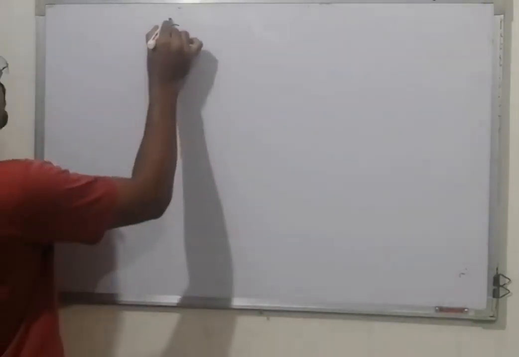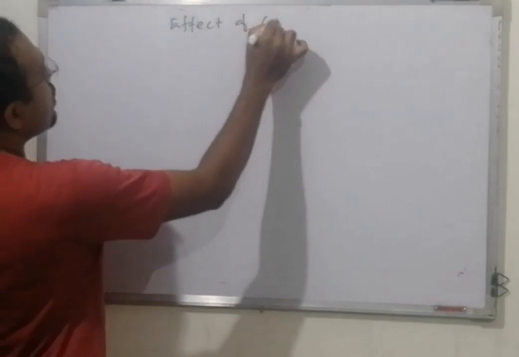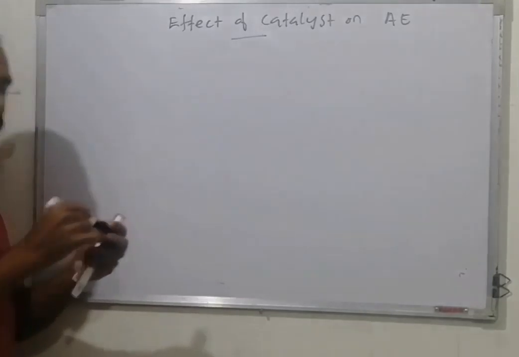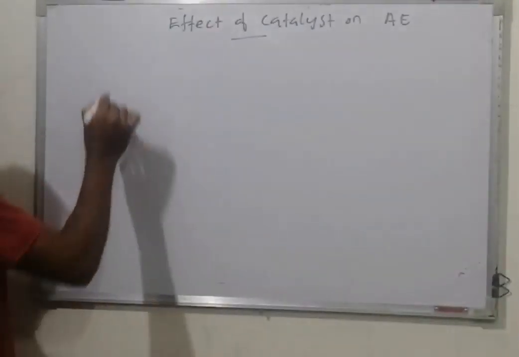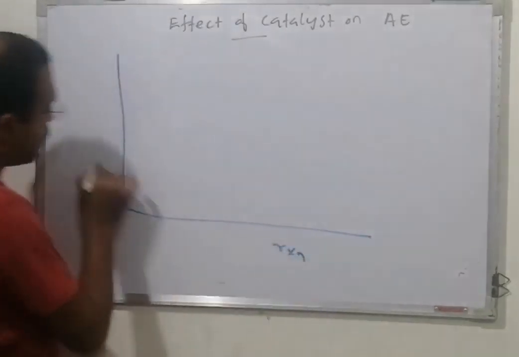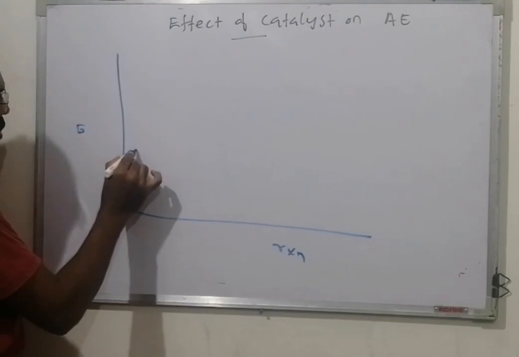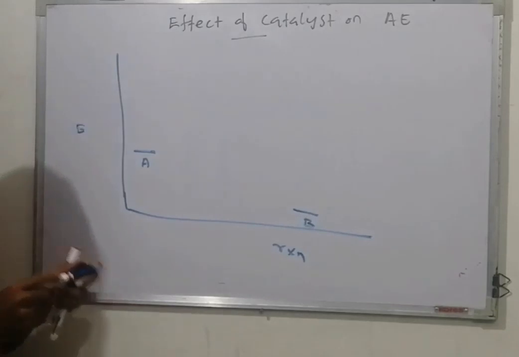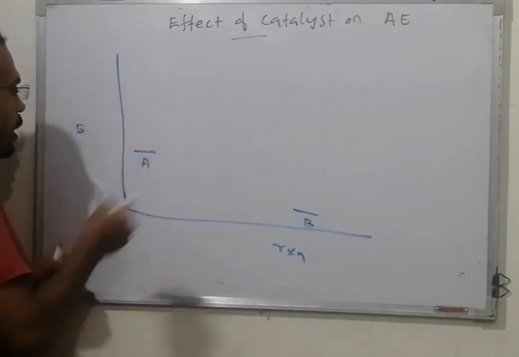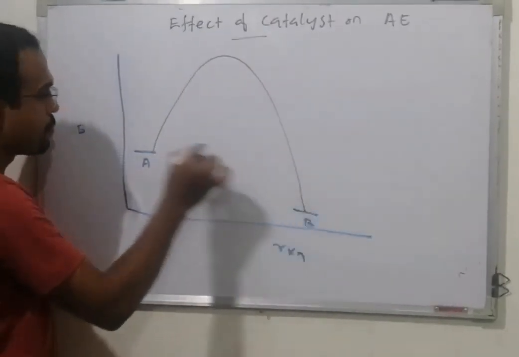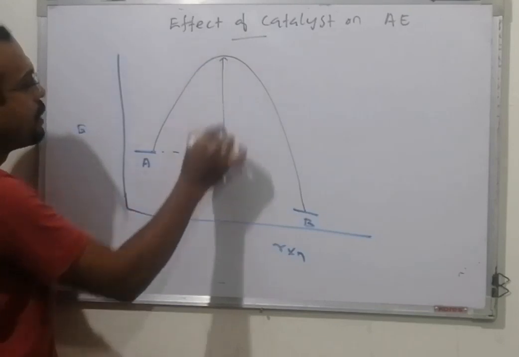Now, what is the catalyst doing? Effect of catalyst on activation energy. We can beautifully articulate this effect in a graph. Reaction, energy. I write an exothermic reaction. How do you write an exothermic reaction? The energy of reactant should be greater than the energy of products. I will get a graph like this. Obviously, this is the activation energy.